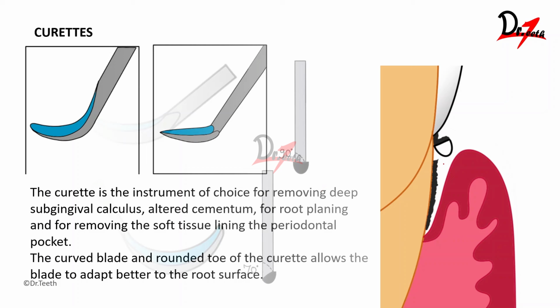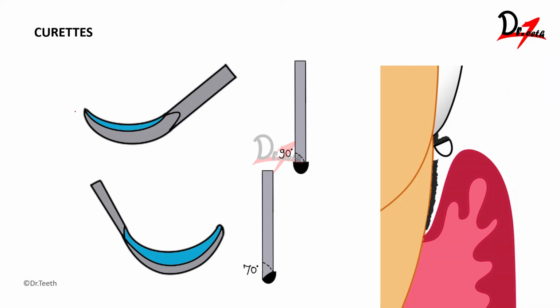Now again, curettes can be of different types. You have something called the universal curettes, and you have something called the area specific curette. The major difference between a universal and the area specific curette is the angle that is formed between the face and the shank. So the face surface with the shank forms an angle of 90 degrees in case of a universal curette. So this can be placed anywhere in the dentition, at any site in the dentition, and it can be used. Whereas area specific means it is specific to a particular area inside the mouth.